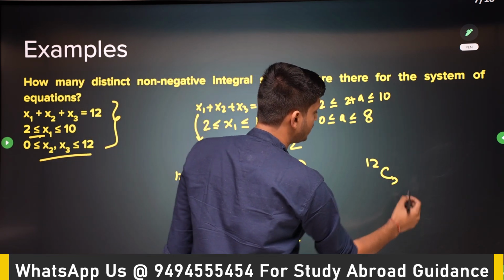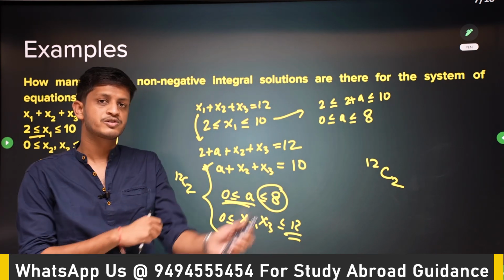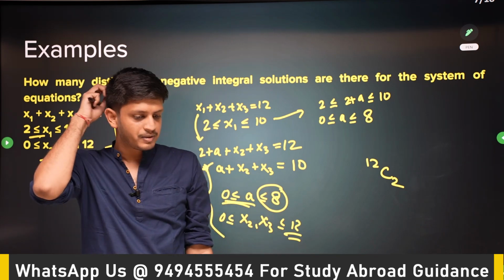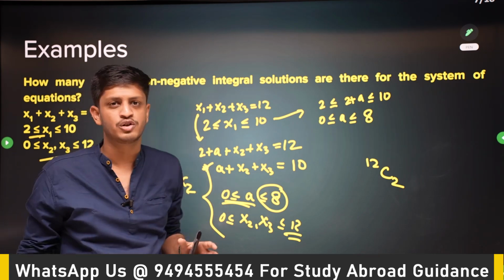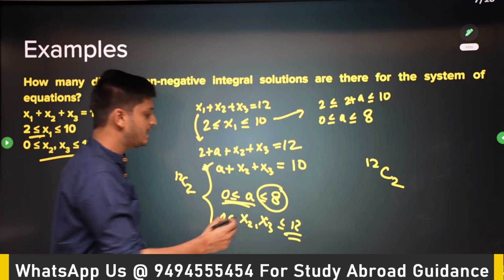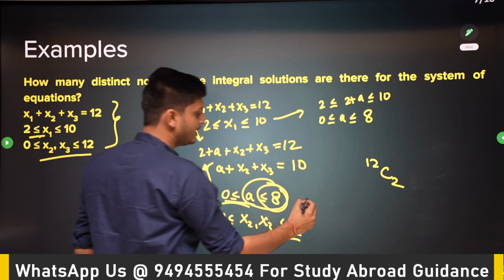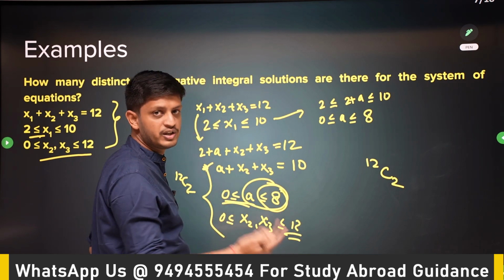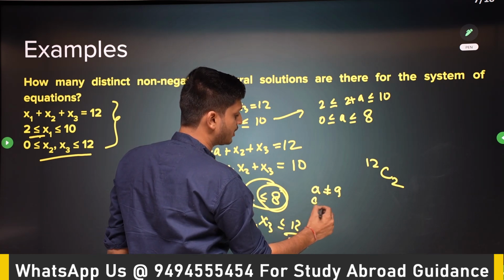among these 12C2 solutions, I told you, the more generic way to solve this problem is using inclusion and exclusion, right? But here we don't need inclusion exclusion. Here we are just overcounting a few solutions. What are we overcounting? a has to be less than or equal to 8, which means that the only values not allowed in a are a equal to 9 and a equal to 10.